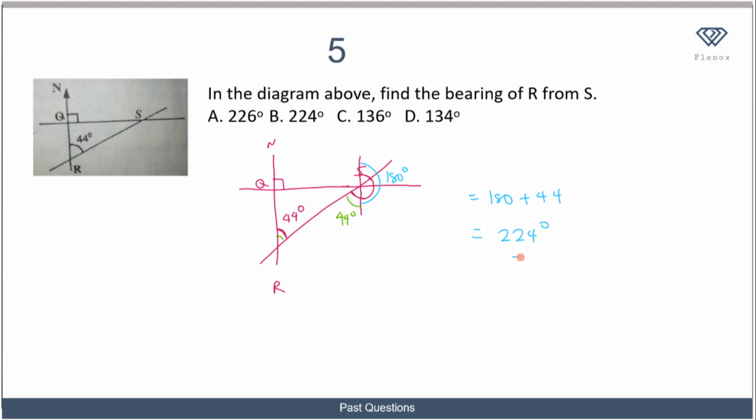And that gives us 224 degrees. So the angle from this point to this point here is 224 degrees. So the bearing of R from S is 224 degrees. And that makes our correct option Option B.